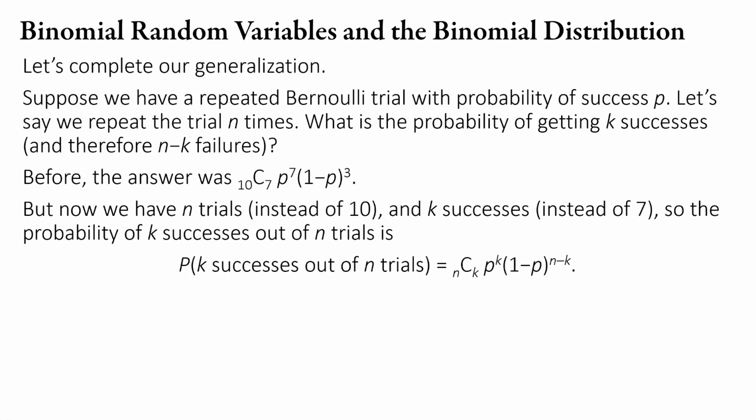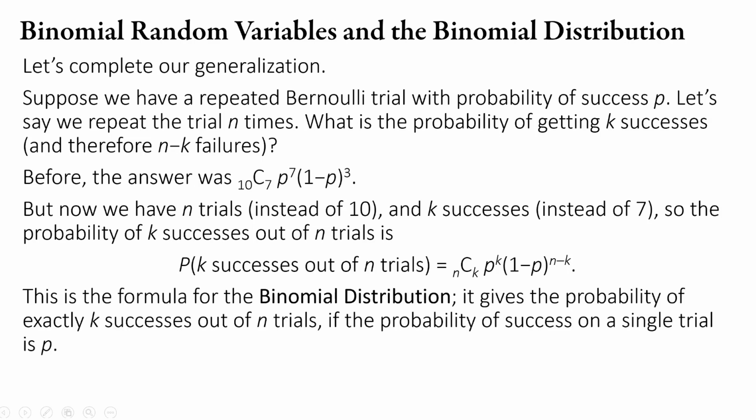So there's our binomial distribution formula. The probability of k successes out of n trials is n choose k, p to the k, 1 minus p to the n minus k. This is the formula for the binomial distribution.